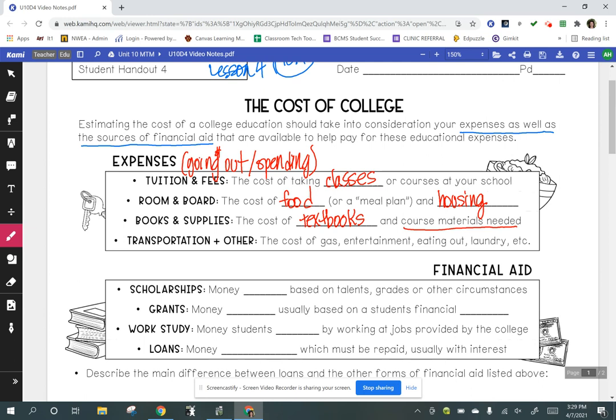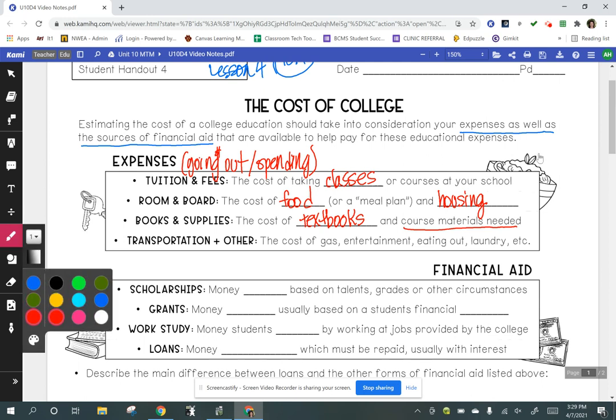Transportation and other. This is when we're talking about gas, entertainment. What are you going to do on the weekends? If you have any money left to do anything on the weekends, do you have any money left to eat out or to do your laundry? Okay. Now, those are all expenses that are going out.